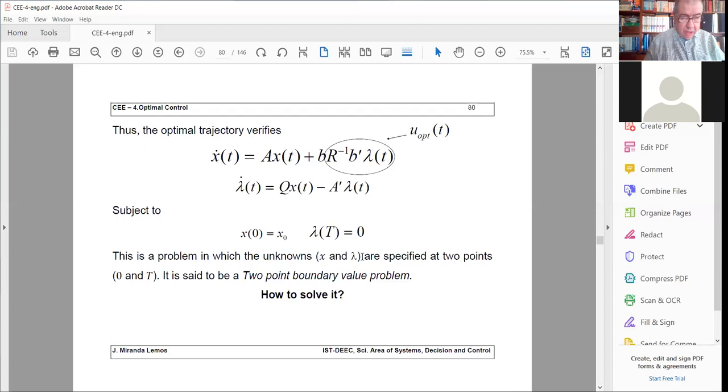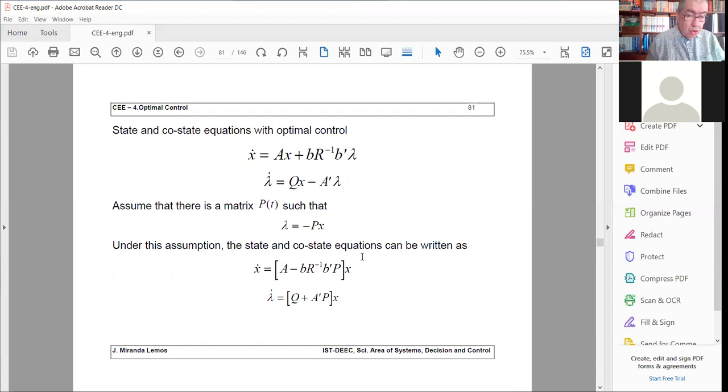The trick to solve this problem is to assume that the co-state is proportional to the state through a matrix P. Let's put a minus here so that in the end we can say that P is positive definite. So this minus is just a matter of convenience. And P is something that we don't know. So let's try to find conditions for this matrix P such that the co-state becomes proportional to the state.